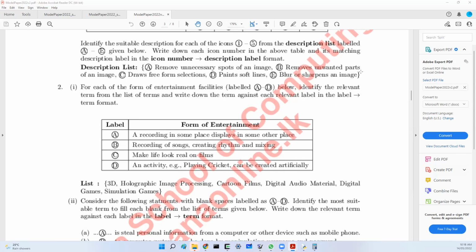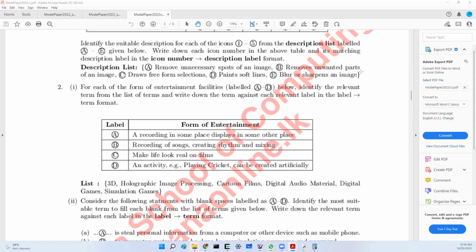Right, B. Digital audio material. Exactly. When you are recording sounds, creating rhythms and mixing, that comes under digital audio material. Good. See? 3D. It's three-dimensional. If you want to have that kind of a real feeling, you will use 3D. And then it goes beyond, like 4D, 9D, 16D, and so on. Right, D?